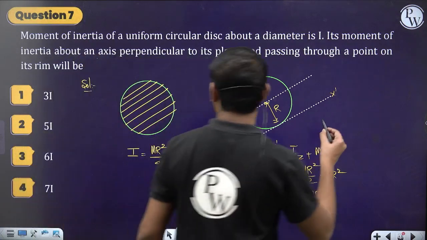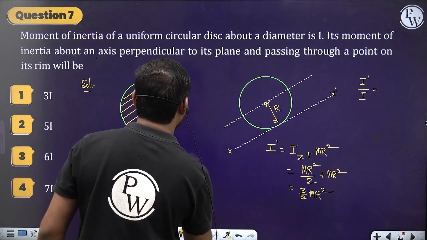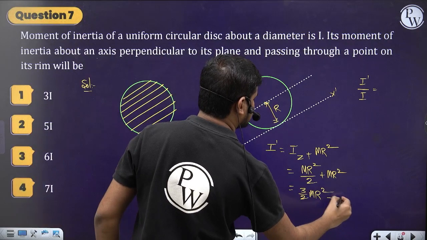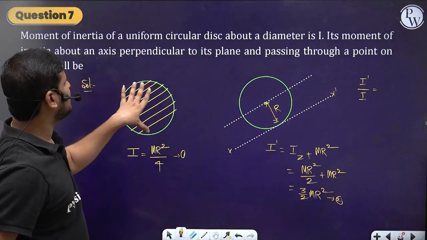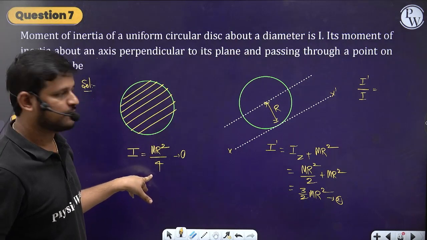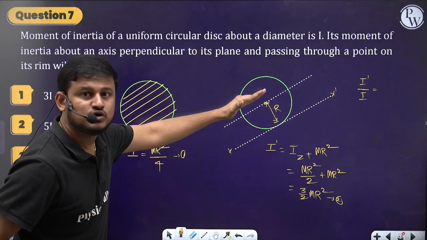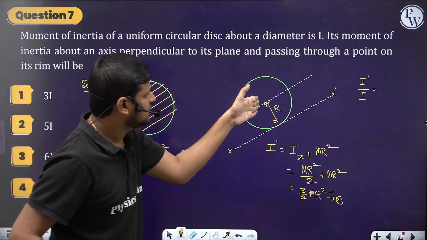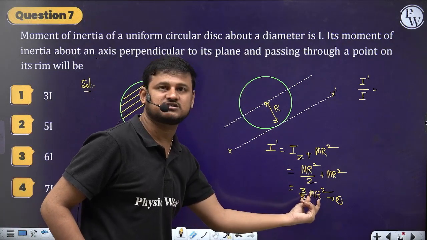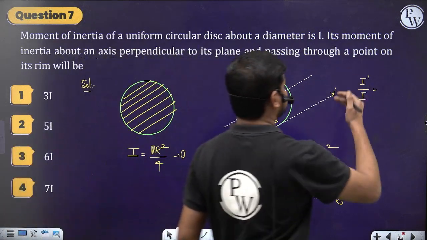So what I am doing is, let's divide I dash by I, let it be equation number 1, because I need this in terms of I. That's why I drew separate diagrams. About its diametrical axis we already know, they gave it as I, that I is mr square by 4. Now about a point touching its rim and parallel to its center, we find it using the parallel axis theorem, which I got as 3 by 2 mr square. Now I need this in terms of I, so I'm dividing these two equations.